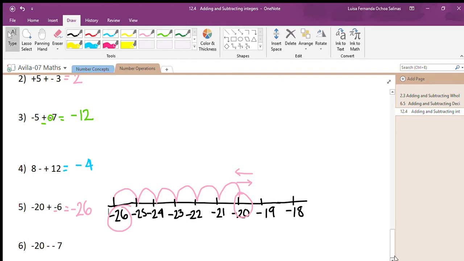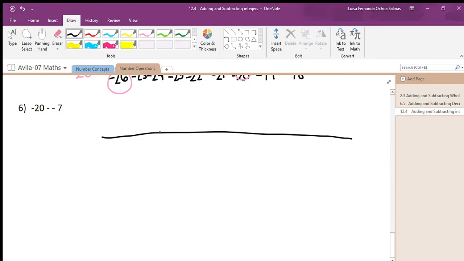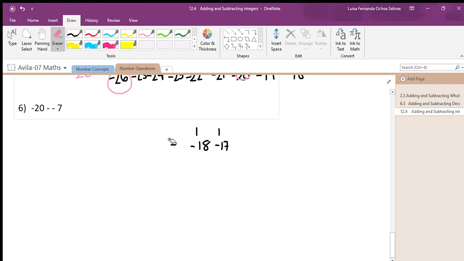Okay, and last one. So again, I start in negative 20. Negative 19, negative 18, negative 17. I just thought that you asked me, how do I know in which direction? So let's do it as if you didn't know what the answer is. Maybe it's because I have a little bit more experience that I know exactly what I'm drawing. But let's say that I'm in year 7 and I'm learning how to use this method.